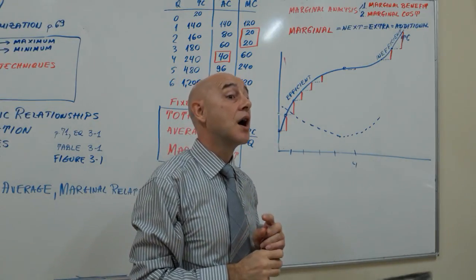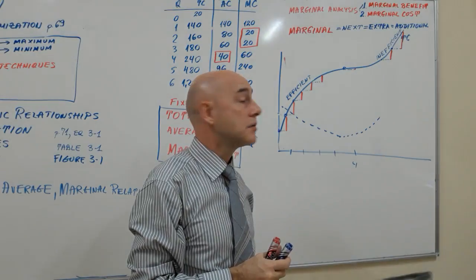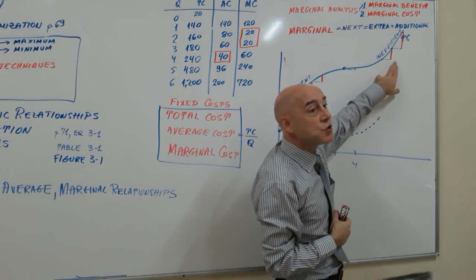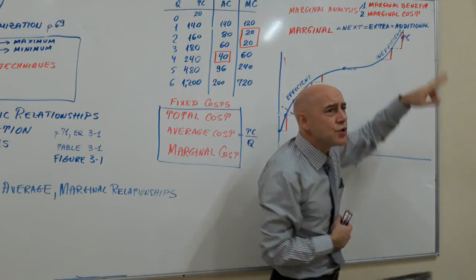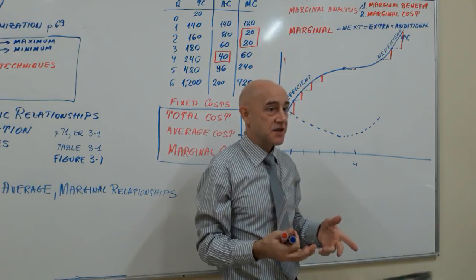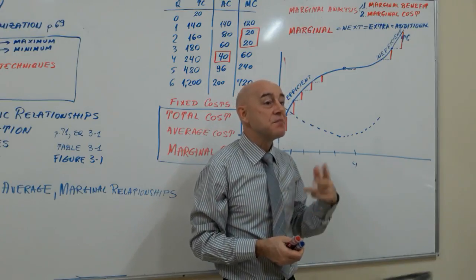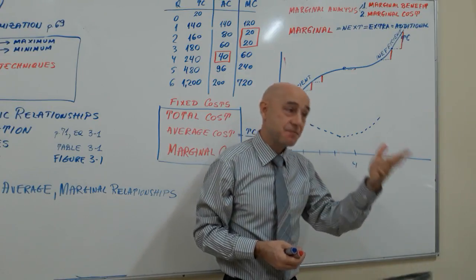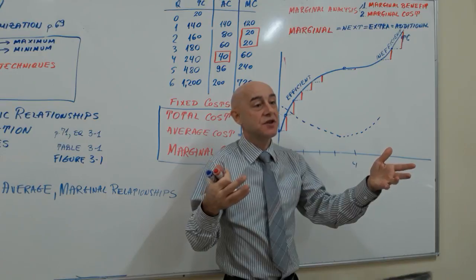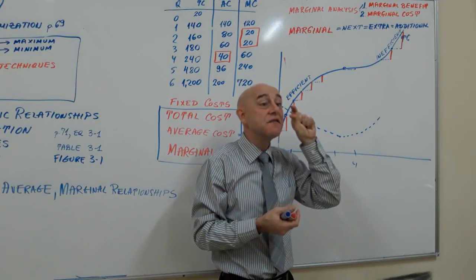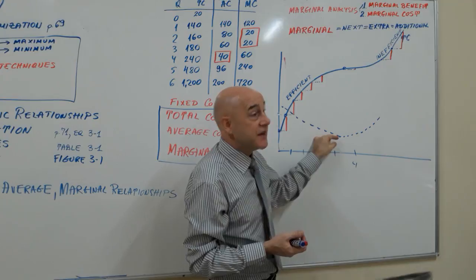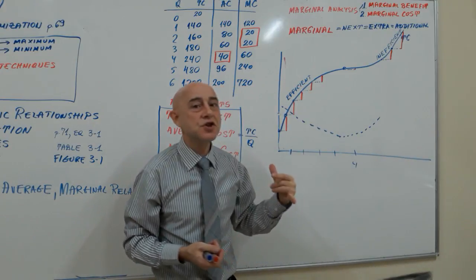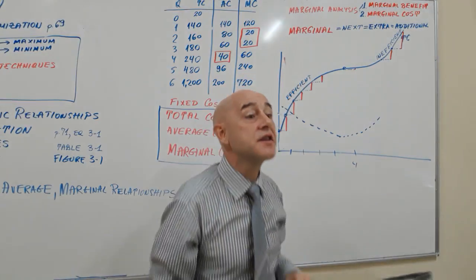Yes, question? Why is it inefficient? It's inefficient because to produce one more unit becomes extremely expensive. If something becomes more expensive, it means it's inefficient. It's efficient if the cost is low, inefficient if the cost is high. So efficiency is associated with the cost.